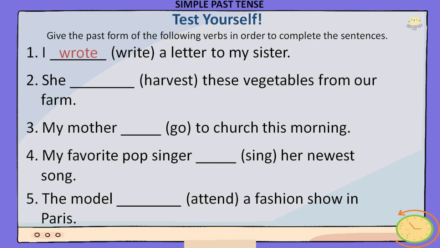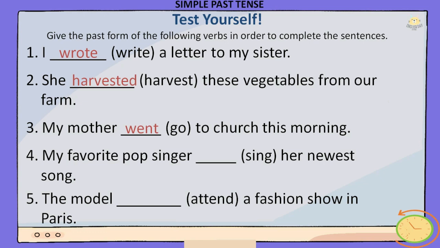Now let's move on to number 2. She blanked these vegetables from our farm. Our verb is harvest. If you answered harvested, then you are correct. She harvested these vegetables from our farm. Now let's move on to number 3. My mother blanked to church this morning. Our verb is go. If you answered went, then you are correct. The simple past tense of go is went.